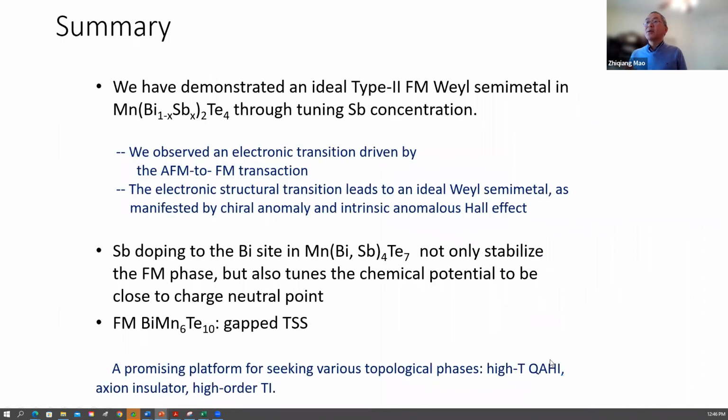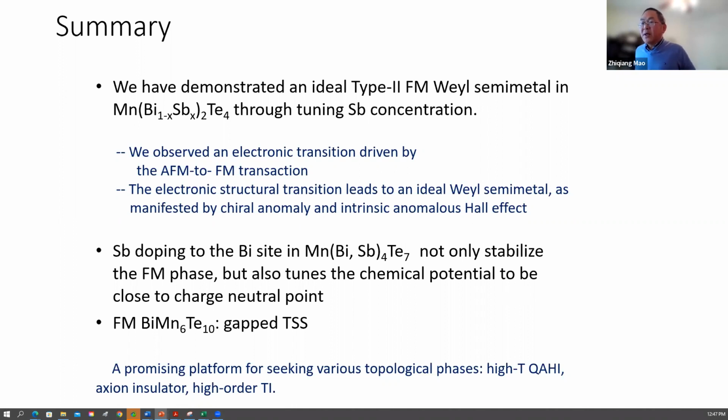And finally, I put up the summary. Here is the major conclusion we can draw from the work I presented above. First, we have demonstrated an ideal type-2 Weyl semimetal state in MnBi2Te4 through antimony doping. We observed an electronic structure transition driven by the AFM to FM transition, and we also observed remarkable transport signatures of the Weyl state, including the chiral anomaly effect and a large intrinsic anomalous Hall effect.